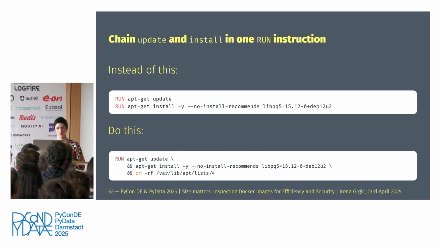Next, a really important one: always chain your update and install instructions into one RUN instruction. Why should we do that? We're talking about layers, right? One RUN instruction is one layer. Now, if I do an apt-get update in one layer, the package registry that I'm pulling will be updated for that layer, aka that file system. But it won't be available in the next layer, which is a completely different file system. So if I want the updated package registry, I have to combine them into one RUN instruction, into one layer.